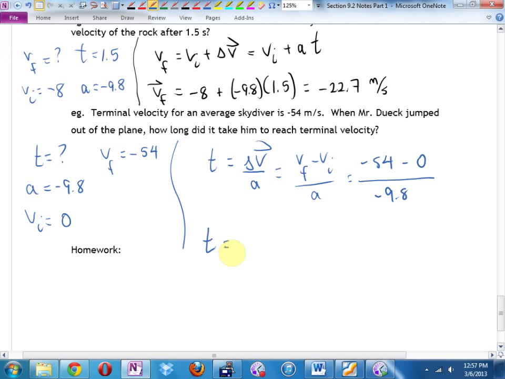Sorry, 5.51? Not that long. You only free fall for a little while before the air resistance rushing up stops you from accelerating. Doesn't mean you're floating up there. It just means you're not speeding up anymore. 54 meters per second, that's about 120 miles an hour. Trust me, when you hit the ground, it'll still be fatal. But you're not going to go faster and faster and faster.